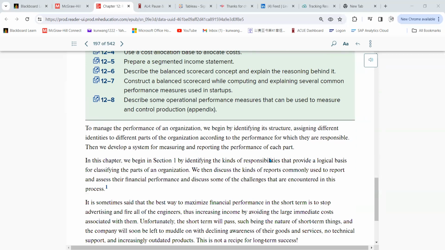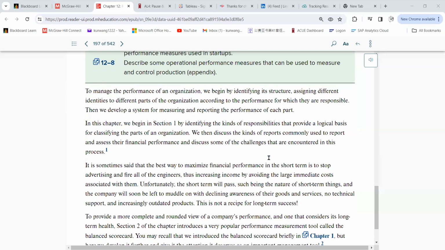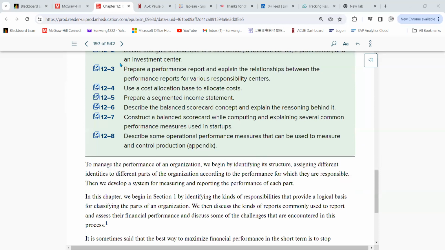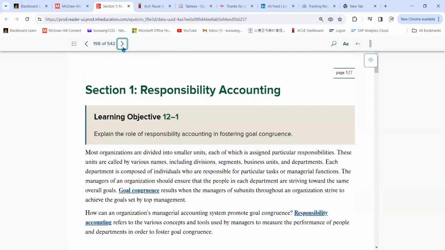So that's kind of the intro session, so like the purpose. And now let's get into it. Today I think I will just focus on the first topic, the responsibility accounting. And then Thursday, we can go over the segment reporting and the balanced scorecard.